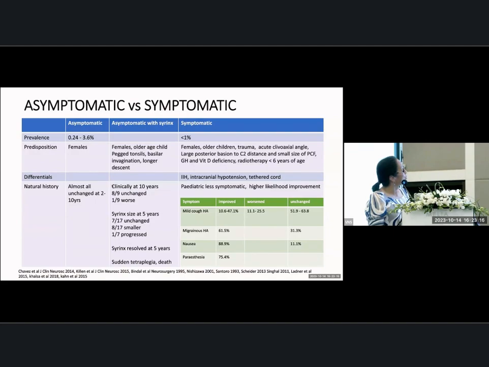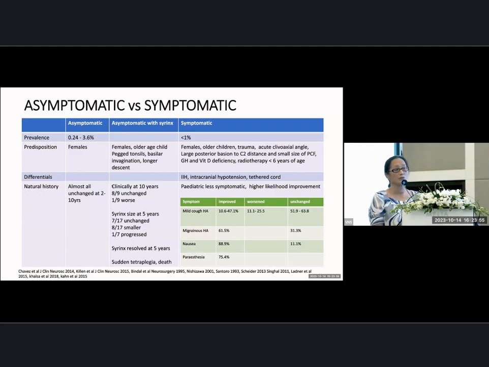Of those patients who are asymptomatic, there's less than 5%, and of those that are symptomatic, there's less than 1% in the community. There's more than likely going to be many, many patients who have incidental Chiari malformations. You have a predisposition if you're female. You're more likely to have a syrinx if you've got peg tonsils, basilar invagination and longer descent, and you're more likely to be symptomatic if you've had trauma, smaller posterior fossa, etc. The differentials range from intracranial hypotension to intracranial hypertension, tethered cord, etc.